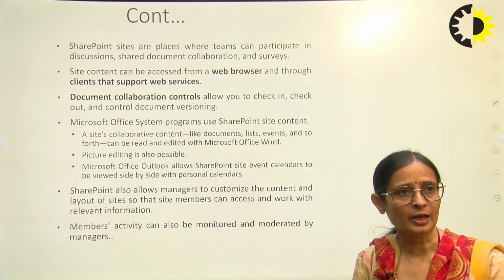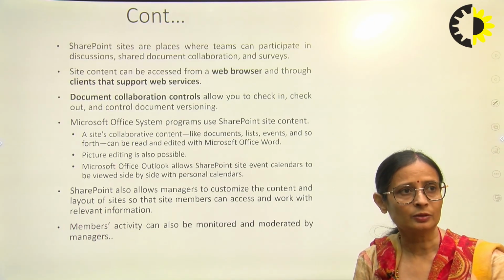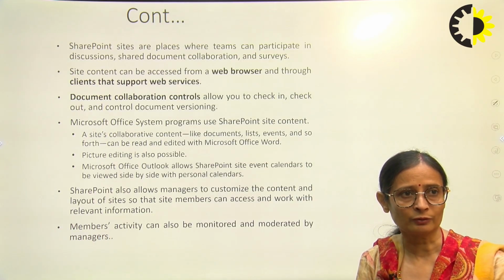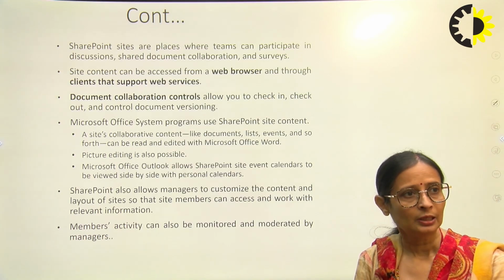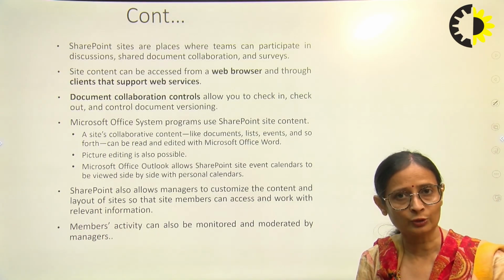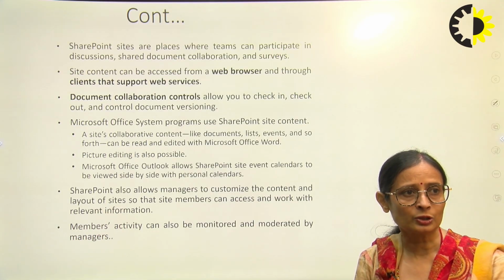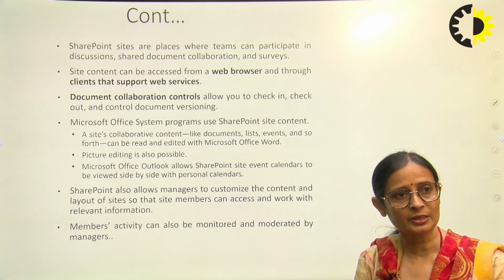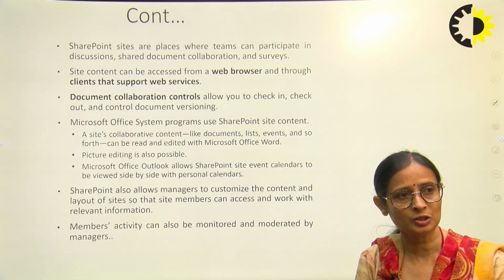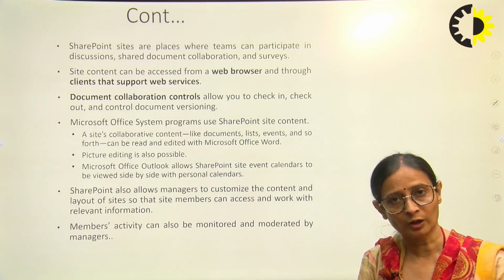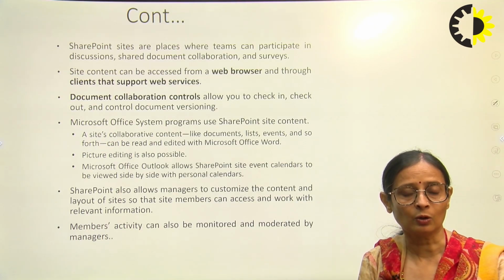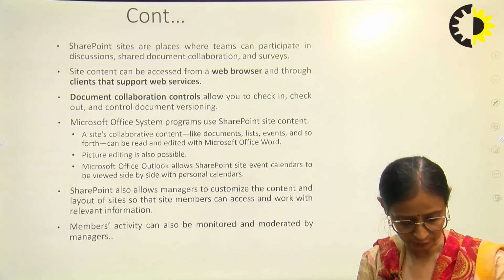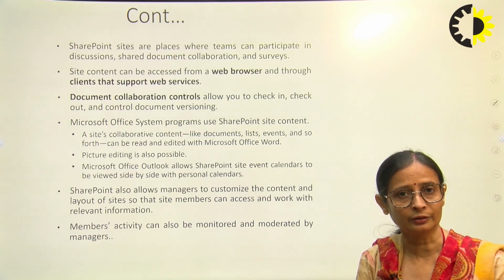Microsoft Office system programs use SharePoint site content. A site's collaborative content like documents, lists, and events can be read and edited with Microsoft Office Word. Picture editing is possible. Microsoft Office Outlook can also be used with SharePoint. It also allows managers to customize the content and layout of the sites so that site members can access and work with relevant information. Member activity can also be monitored, and members can be provided different levels of privileges, that is, which kind of member can do what activity with what kind of documents.